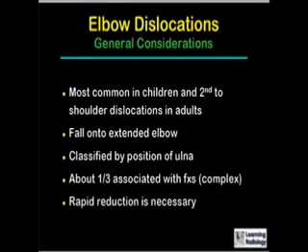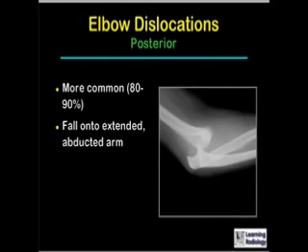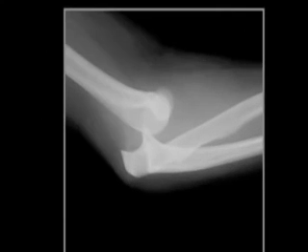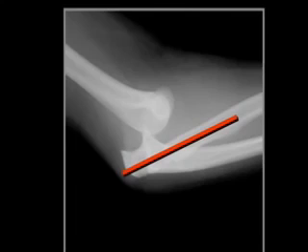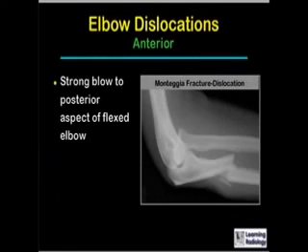prevent complications. Posterior elbow dislocations are more common than are anterior dislocations. They occur as a result of fall onto an extended abducted arm. Usually closed fractures, that is, fractures which are not compound, are not associated with neurovascular injuries. The lateral image of the elbow in this case shows that the radius and ulna are both dislocated posteriorly relative to the humerus. Anterior dislocations are less common.